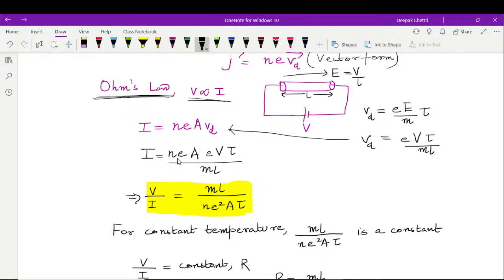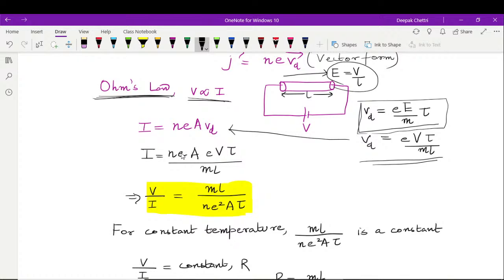Now I put the value of Vd we found yesterday. If you don't remember, you can check that. Vd is equal to E times electric field divided by mass of the electron, times relaxation time, which we also did yesterday. Now E is equal to V by L, I have written here, right. I put that value here, so this is the relationship for Vd I get. Now I put this value here. After putting the value, I got this.